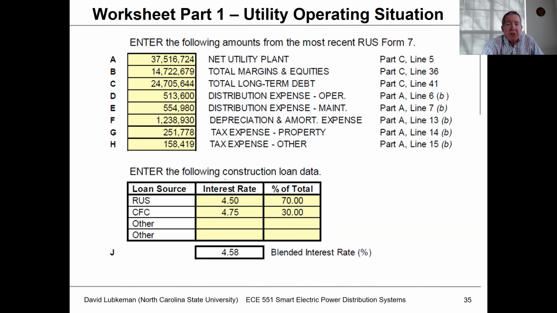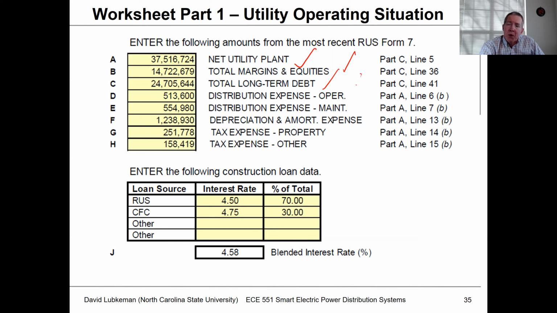You have to know what the net utility plant is. This is what's sometimes referred to as the asset base, and for some utilities, this could run into billions of dollars. You'd have to know how much stock has been issued, and how much debt is out there.